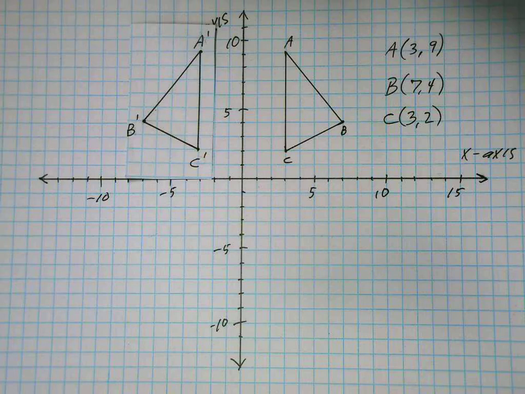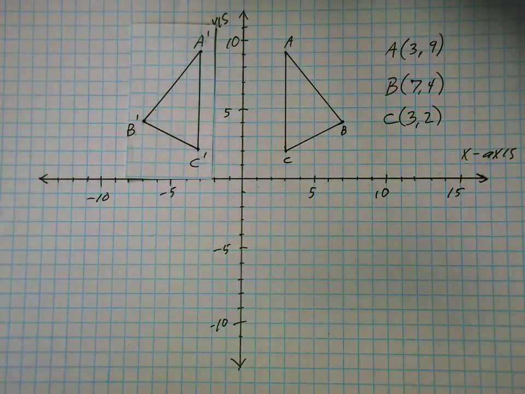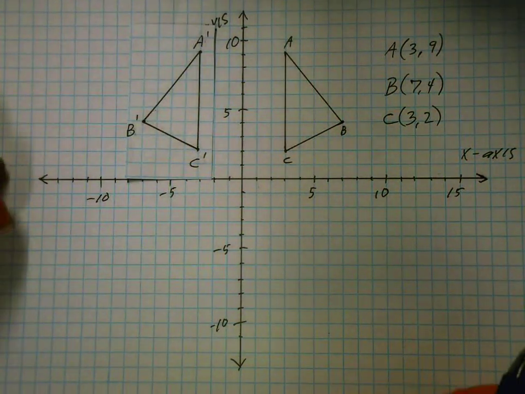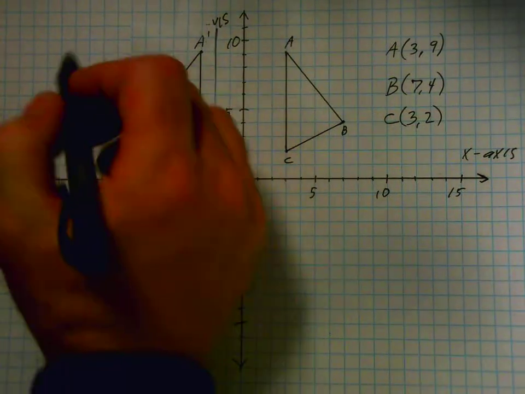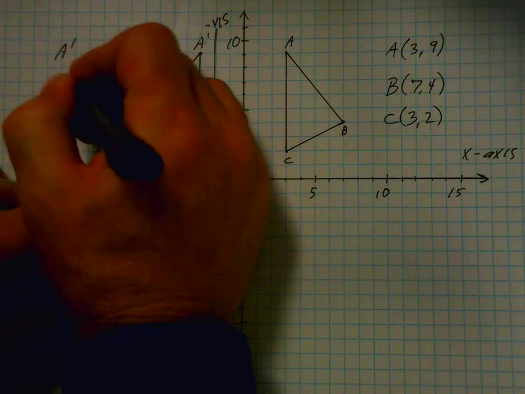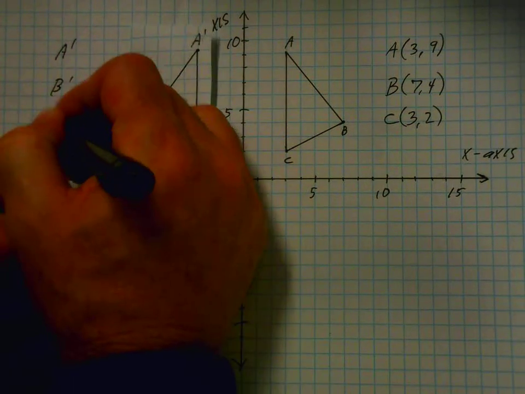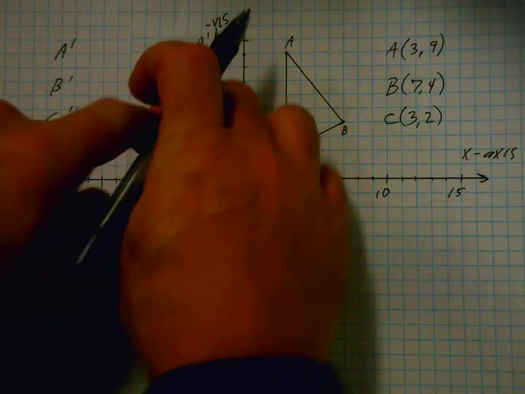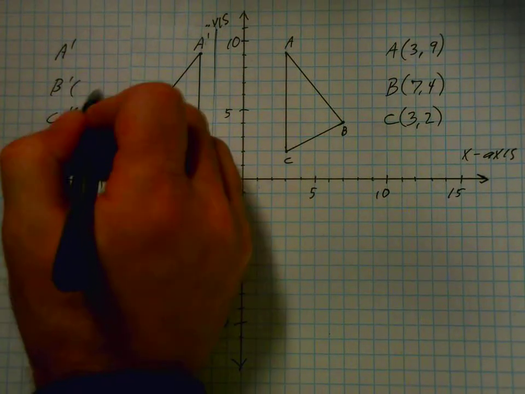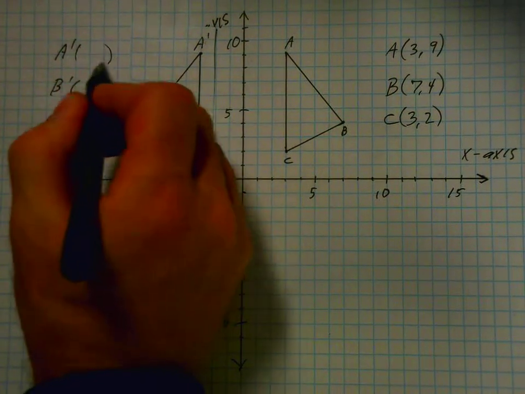So, can anybody tell me what is A prime now? Why do I have primes on everything instead of just... That's right, because this is our image. And our image gets A prime, B prime, and C prime. All right, so B prime, and then I'm going to write down the coordinates.